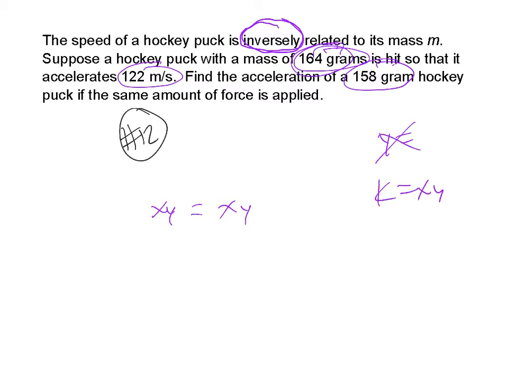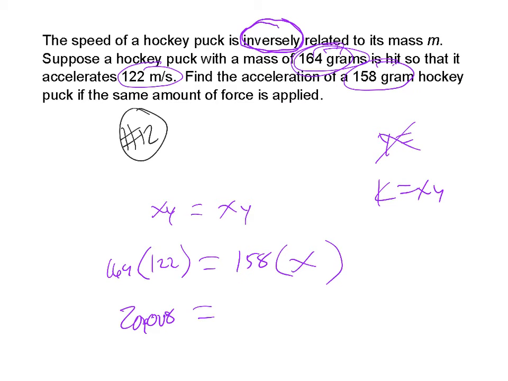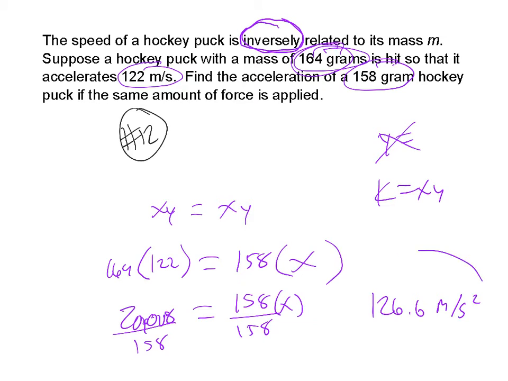We've got a 164-gram hockey puck going 122 meters per second, okay? And we've got a 158-gram hockey puck that we don't know how fast it's going, right? And so we're going to solve this. Very simply, we can just do 164 times 122, and I'm popping that into a calculator nearby. You can do the same. That gives me 20,008 equals 158 times x, right? So I can divide both sides by 158, which gives us about 126.6 if I round to one decimal place, meters per second squared as far as the acceleration.